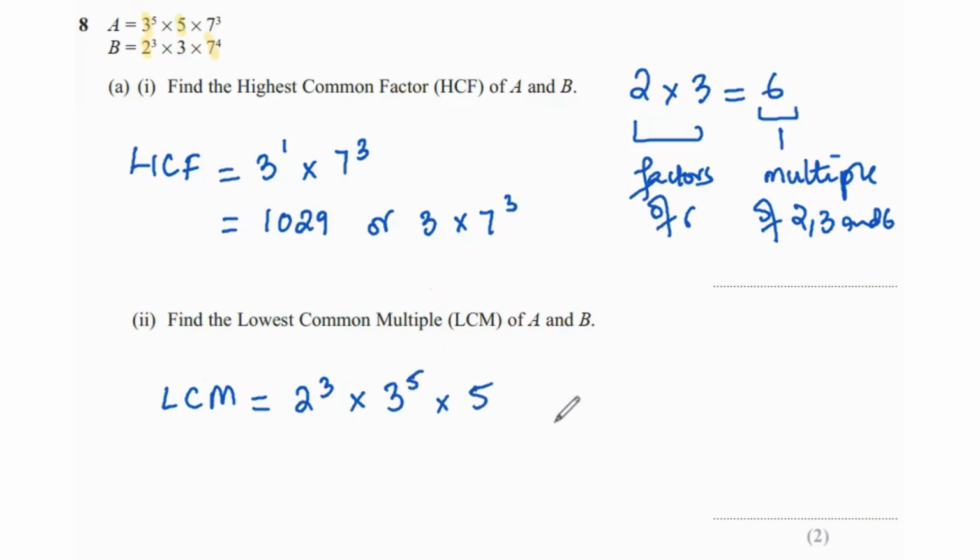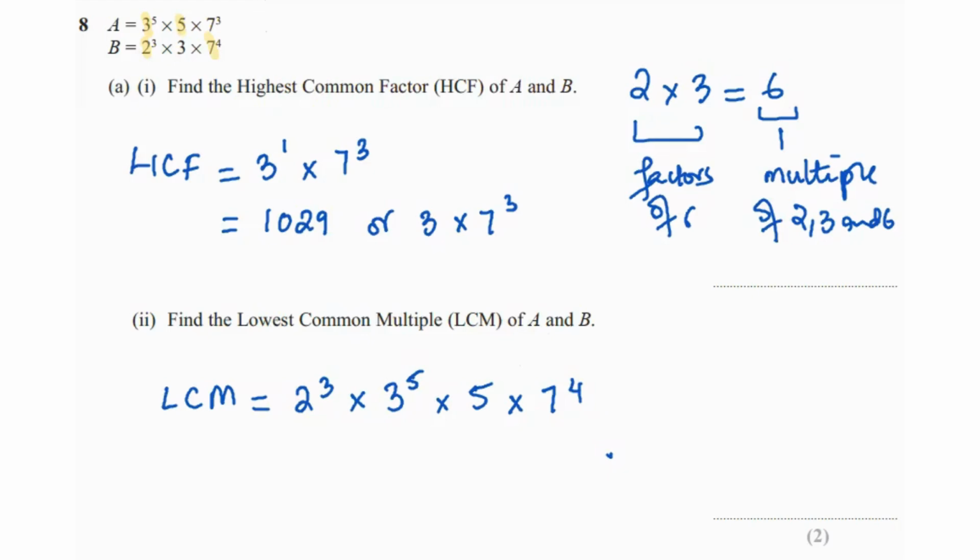In the highest common factor, we took the smallest common power, whereas in the lowest common multiple, we're taking the highest power for each. So as you can see, 2 had the highest power of 3, so we took 2 to the power of 3. 3 had the highest power of 5, so we took 3 to the power of 5. 5 had the highest power of 1, so 5 came as it is. And 7 had the highest power of 4, so it came as 7 to the power of 4. So this is your lowest common multiple.